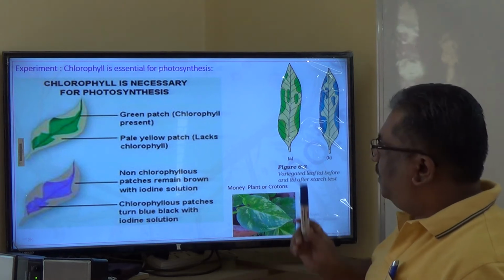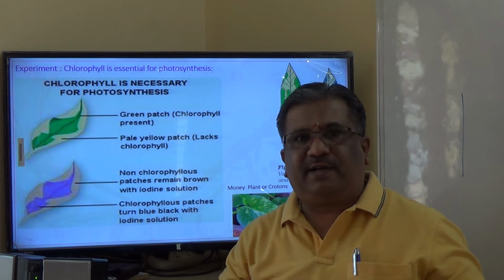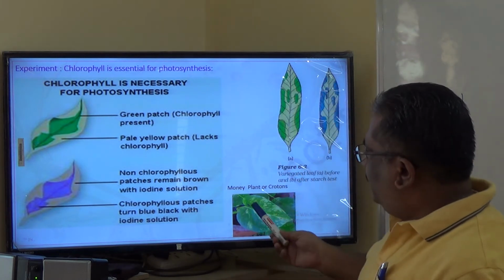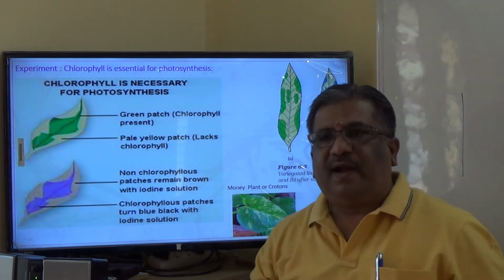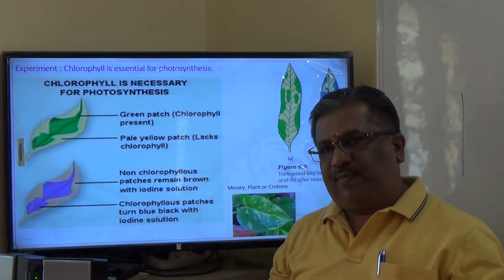So such a leaf we will take, and what we have to do here is an activity given in your textbook. First you take such a plant and keep it in a dark room for about three days. What happens?